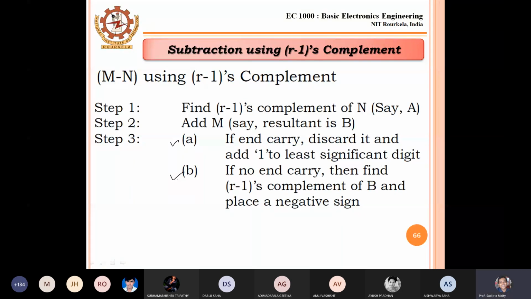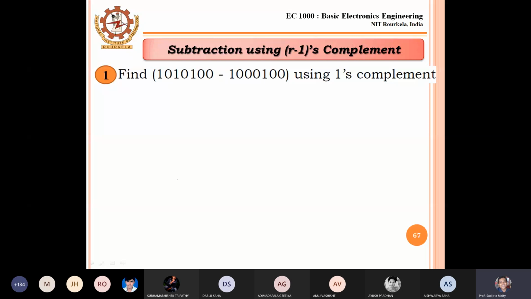Otherwise, I will give these steps in the course material only, subtraction using R or R minus 1's complement. Those 2 slides I will share. Don't worry. Now, what is the problem?